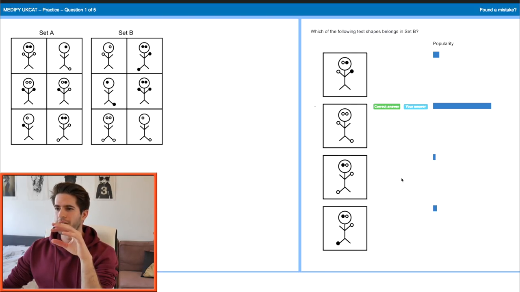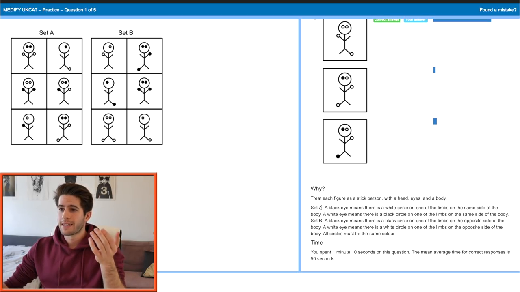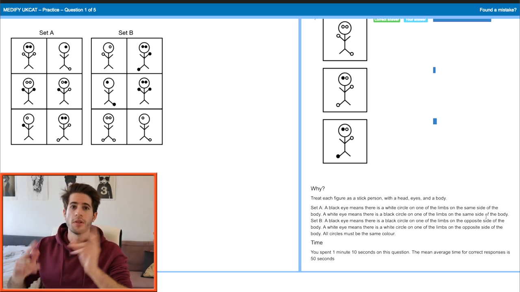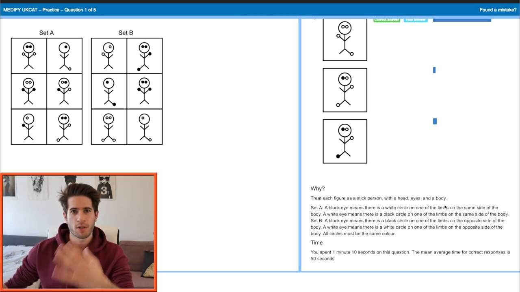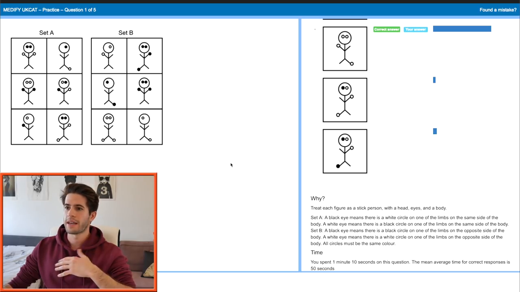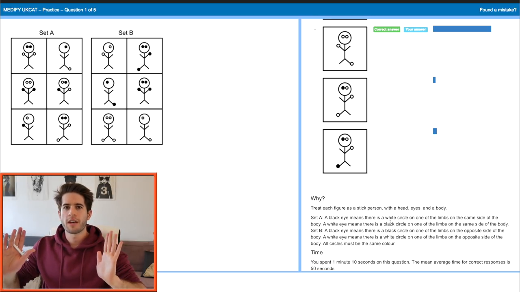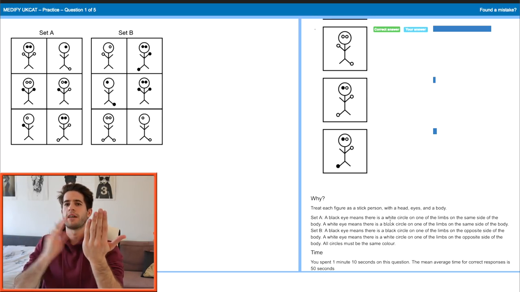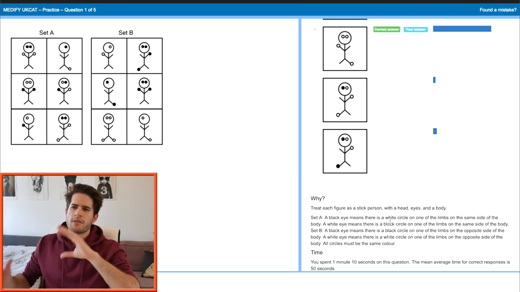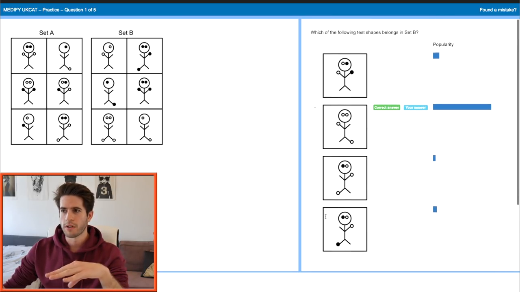Let me click on them just so we can see what exactly the thing was. So in set A, a black eye means there is a white circle on one of the limbs on the same side of the body. What I figured out is the exact same thing as this, except I had it in a much more simple layman's terms way that allowed me to identify the shapes quickly. So you don't have to come up with this perfect wording over here, like a black eye means there's a white circle on the limbs on the same side of the body. However you can think about it, like for example, for me, I just split the shape into left and right vertically, and I said opposite colors, I said top down colors, however it works for you. If you find a pattern and if you find a way to distinguish what's going on, stick with it.